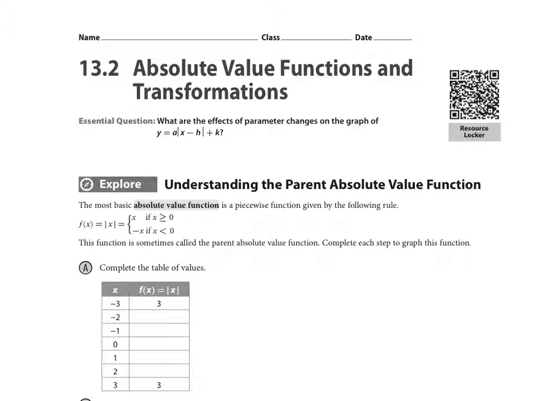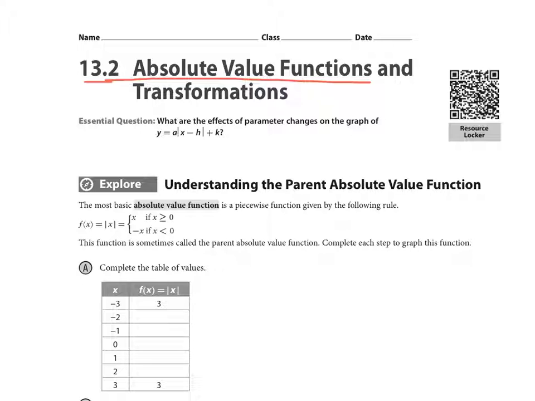All right, here's the first part of our lesson, 13.2. In this lesson, we're going to be talking just about absolute value functions. So we're not going to be talking about transformations quite yet. We'll talk about that together in class tomorrow. So really what I want us to do today is just understand, what does an absolute value function look like?